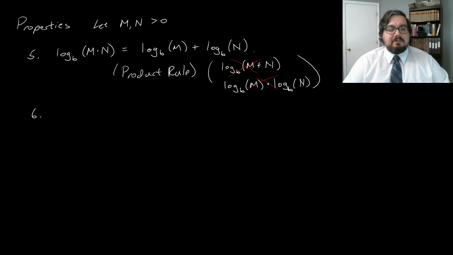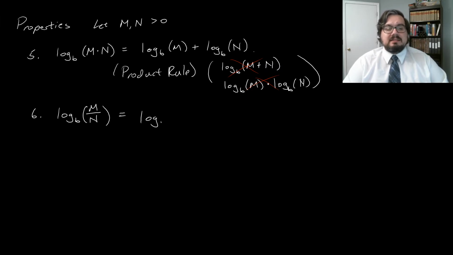Now we also have a quotient rule. If we take the logarithm with base b of a quotient, m divided by n, that's the same as log base b of m minus log base b of n.